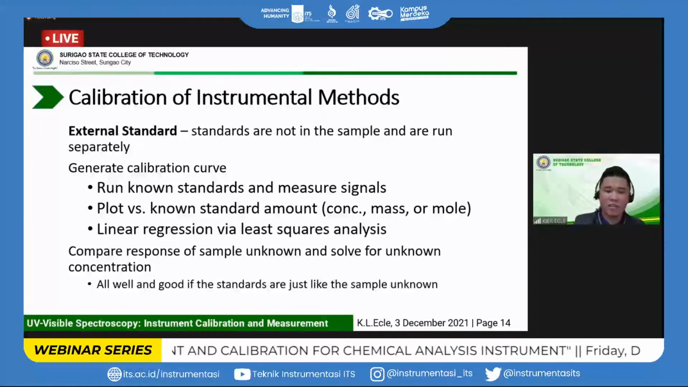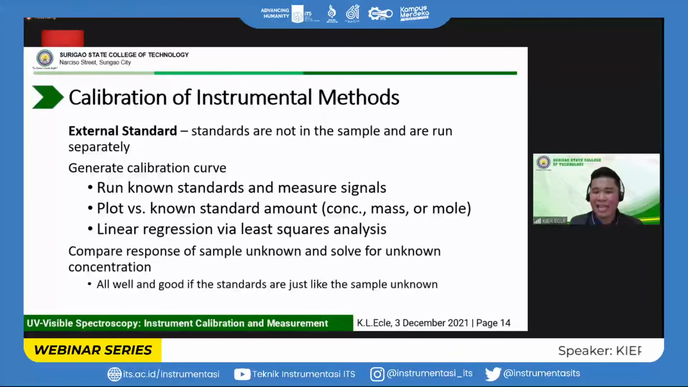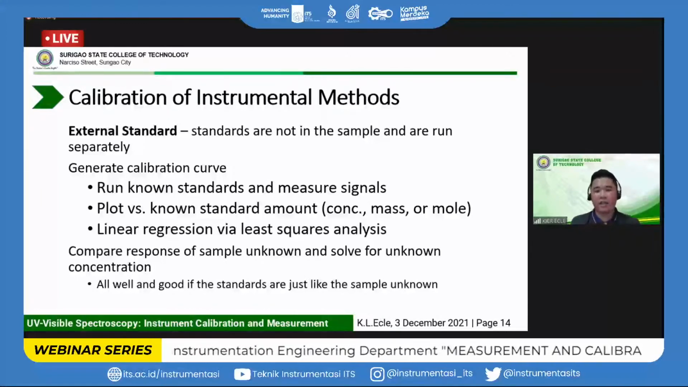You are also going to have the linear regression, or the linearity. You are going to observe and take note of the linearity of the data, because this will give us the understanding of whether this particular instrument is well calibrated or not.